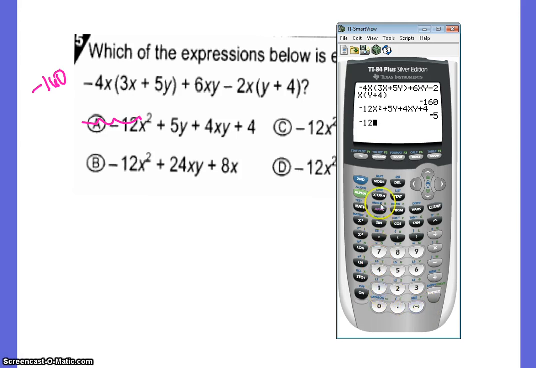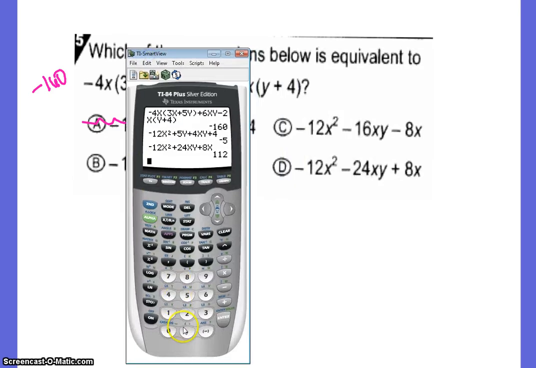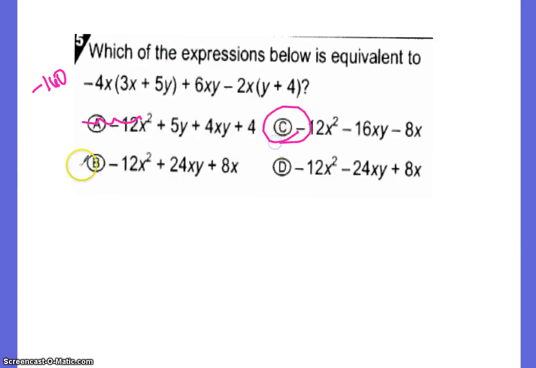Negative 12x squared plus 24xy plus 8x. 1/12. That's not what I need either, so it's not B. So negative 12x squared minus 16xy minus 8x. Negative 160. That's what I'm looking for. Okay. Once again, on the day of the real test, you want to go ahead and check D2 just in case.